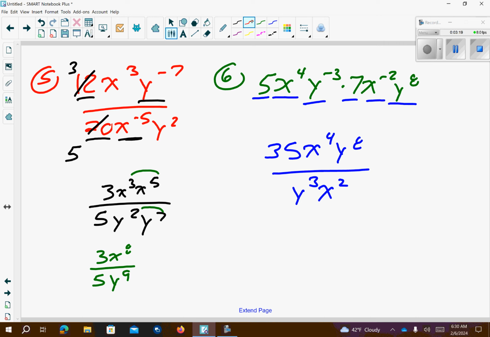Now we're going to go with our tug of war. So I have 35 on top. Tug of war with the x's, who wins, top or bottom? The top does, by 2. Tug of war with the y's, who wins, top or bottom? Top wins by 5. We no longer have it as a fraction because everything canceled out.